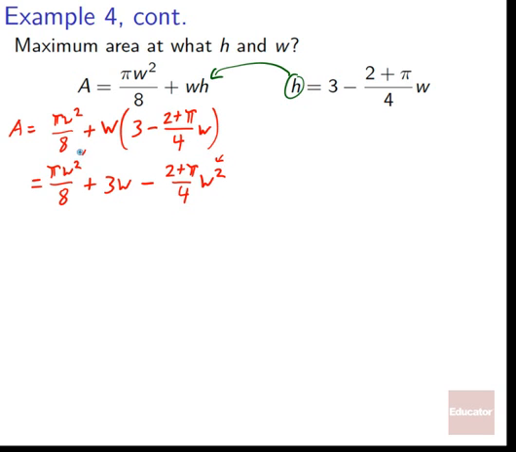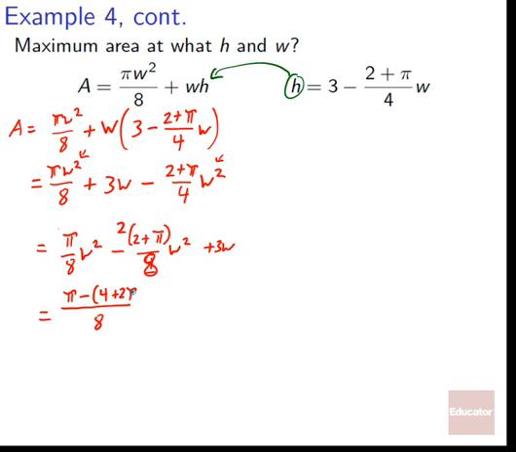Hey, so now we've got a w squared here and a w squared here, so let's make them talk to each other. So we get pi w squared over 8, so let's actually pull that down, so we'll make it as pi over 8 w squared minus (2 plus pi over 4) w squared plus 3w. So now we've got pi over 8, and we can bring this stuff to bear, so it'll be minus 2 plus pi, but it used to be a 4, so to become an 8, we're going to multiply by 2 here to keep it the same. So 2 times (2 plus pi) becomes 4 plus 2 pi. So we've got (pi minus 4 minus 2 pi) over 8 w squared plus 3w. We simplify this out. Pi minus 4, so the negative 4 will come through, and minus 2 pi will become minus pi, so we get negative (4 plus pi) over 8 w squared plus 3w.